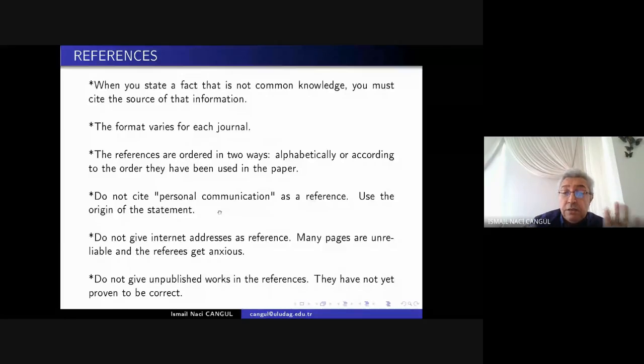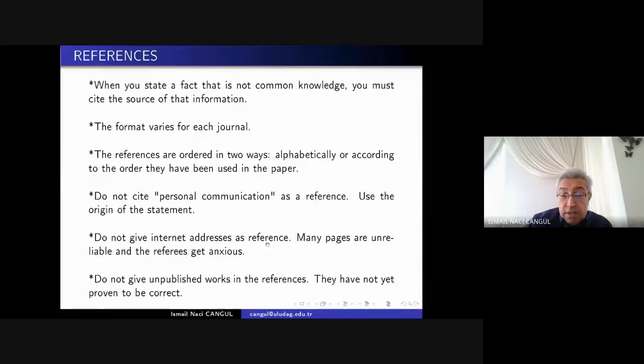Do not cite, that's very, very important, do not cite personal communication as a reference because it is not reliable. Use the origin of the statement. Whoever gave you the idea or that information has got it from some other source. If he proved it, he might have published it, so you can use this reference. If he or she used some other paper or book, then you should use this original source.